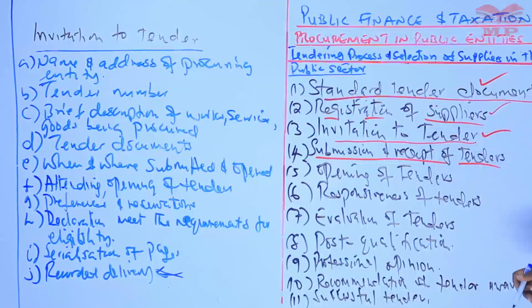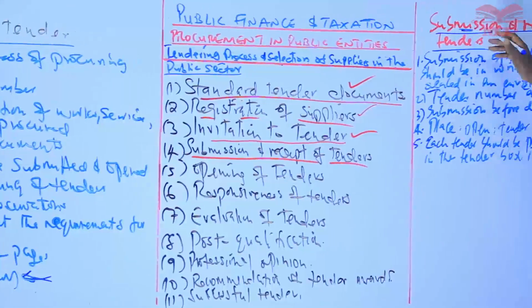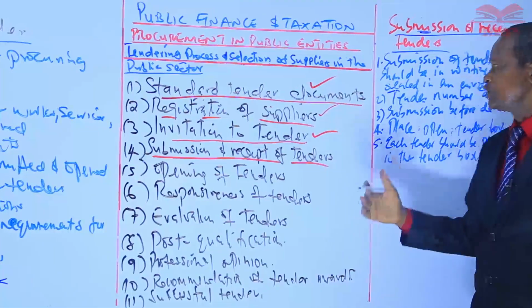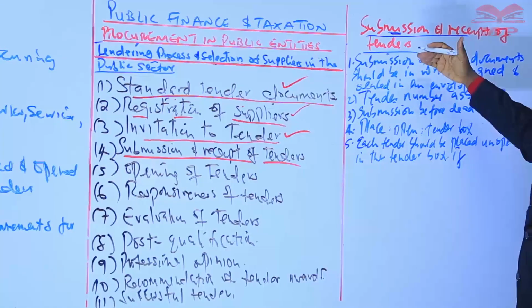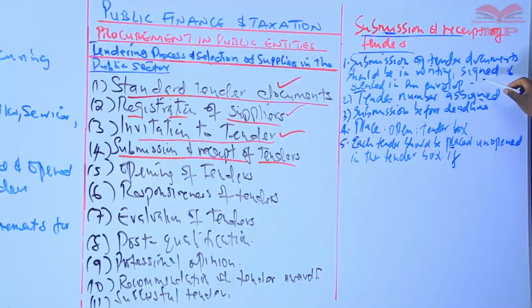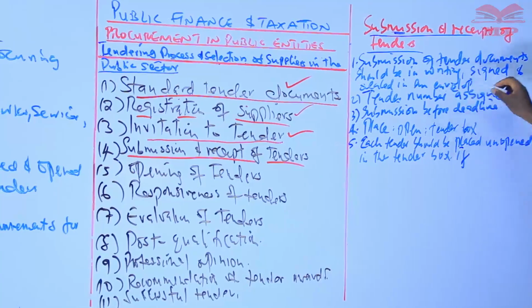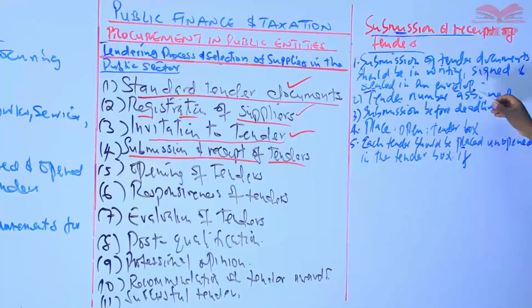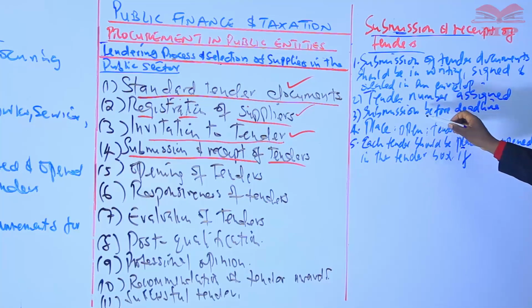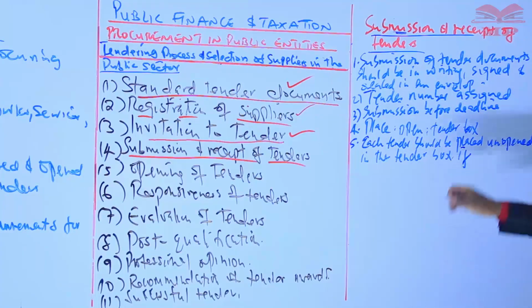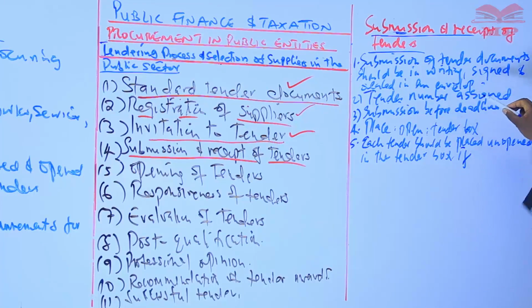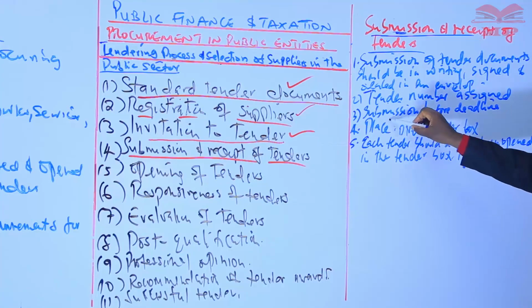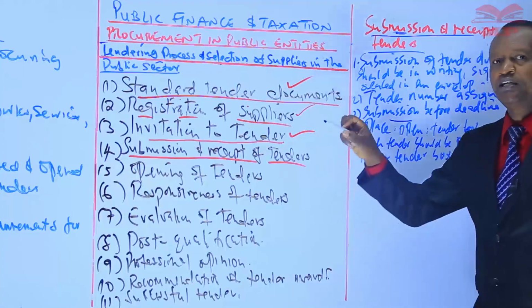Then when we come to submission, which we are now discussing, submission of tenders, it's also a process. We say that the submission of tender documents should be in writing. That is step number one. It should be signed and the envelope sealed. We also say that the tenders should be numbered, assigned a tender number. Then submissions of tenders must be made before the deadline.